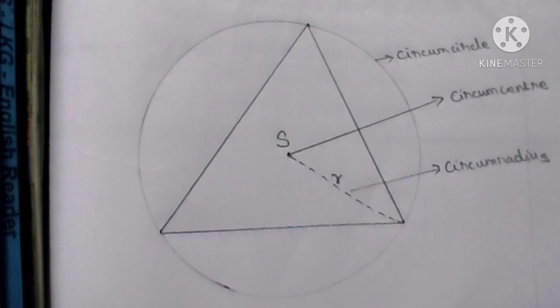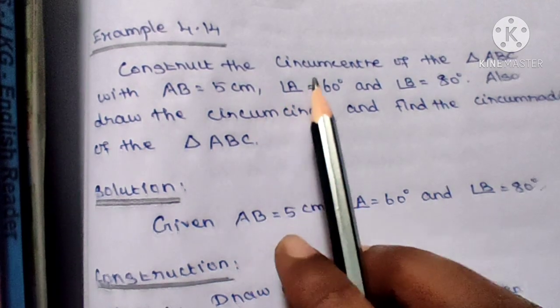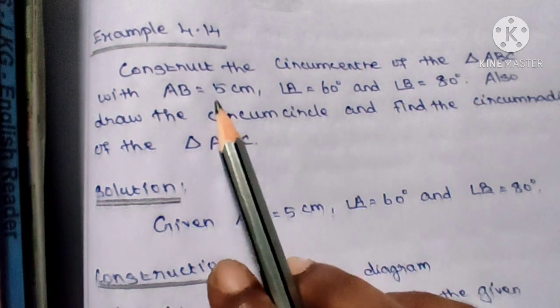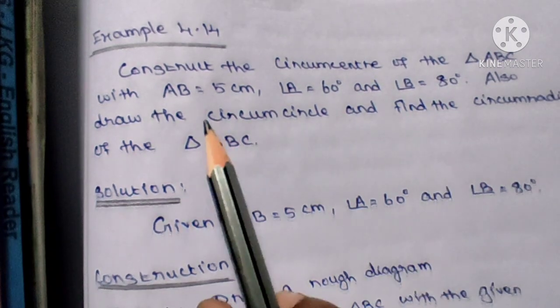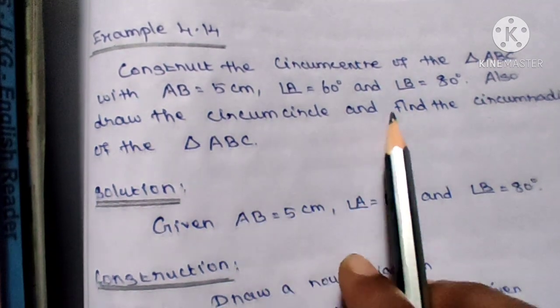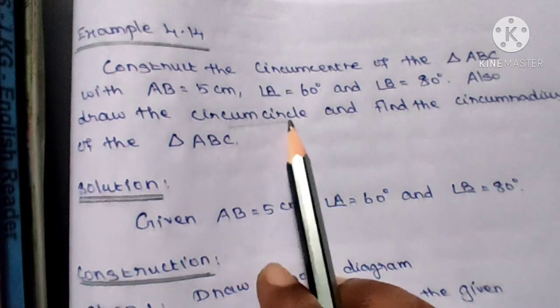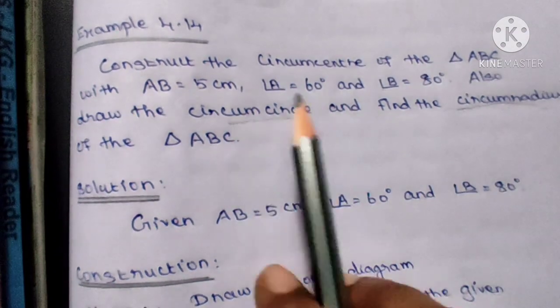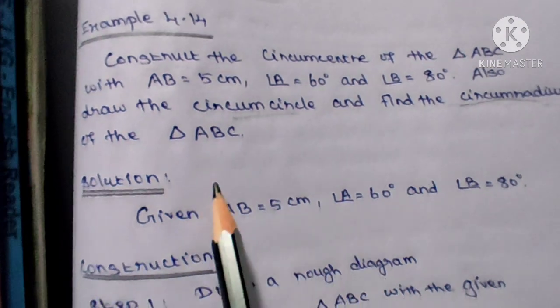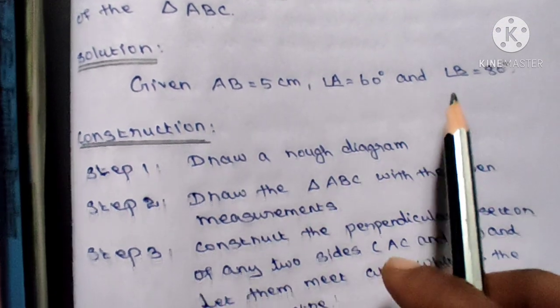Okay. So we use this method. Let us complete one example sum. Example 4.14. Construct the circumcenter of the triangle ABC with AB 5 cm, angle A 60 degree and angle B 80 degree. Also draw the circumcircle and find the circumradius of the triangle ABC. Circumradius is a measurement. This one is the circle. So the solution, you write the given values: AB 5 cm, angle A 60 degree and angle B 80 degree.